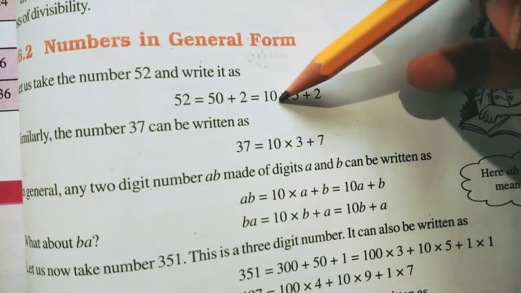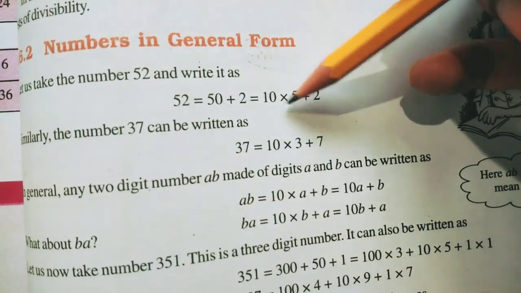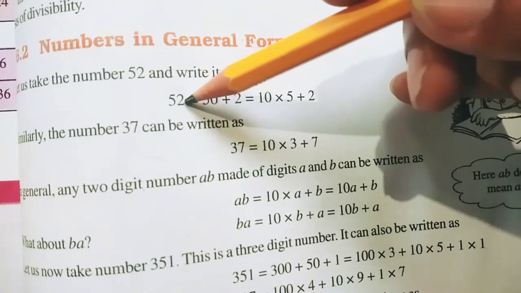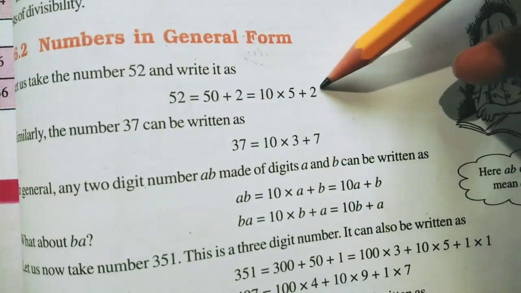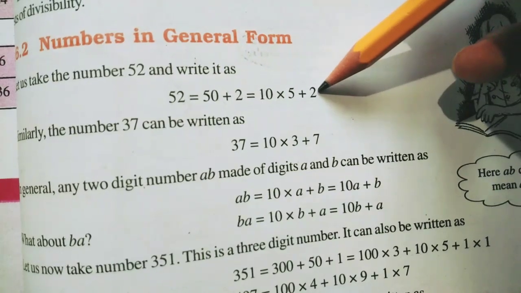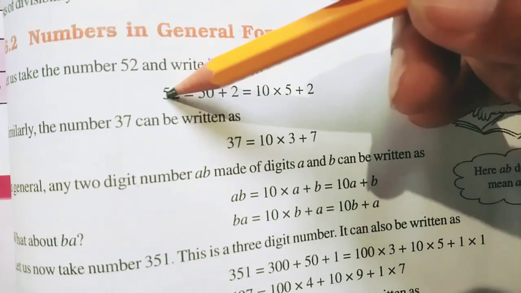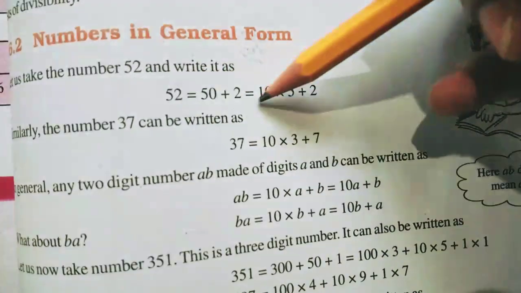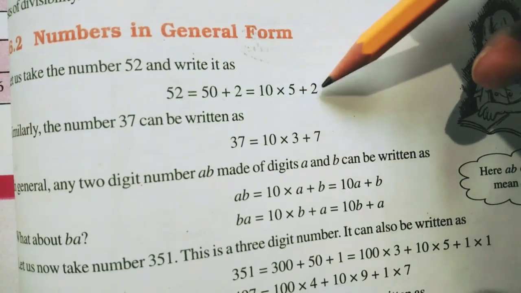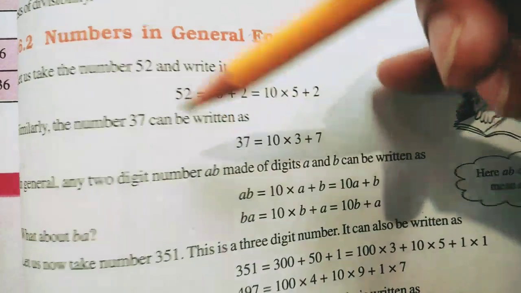Okay. So this is a very important thing to understand. 10 is multiplied with 5 because 5 is in the tens place. Okay. And 2 is in the ones place. 2 into 1 is 2. So you can write 2 into 1 also, or if you don't write, then also it is correct, because 2 into 1 is always 2. But here the digit 5 is in the tens place. That's why it is multiplied with 10. 10 into 5, 50, 50 plus 2. Are you understanding?